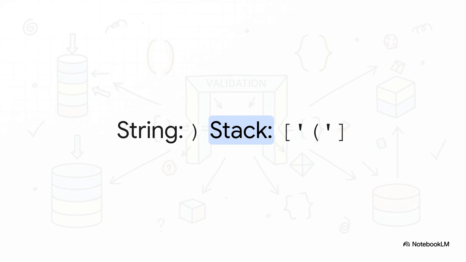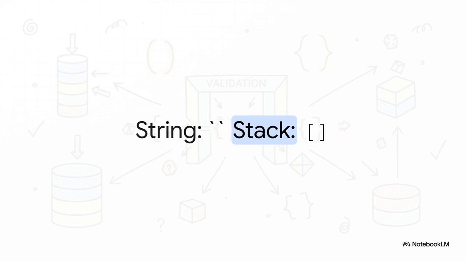Moving on, we find the closing square bracket, so we check the top of the stack again, and yep, there's its partner. It's another perfect match. We pop it off, and you can see our stack shrinks again. And finally, the last character, the closing parenthesis. The only thing left on the stack is its opening partner. We pop it off, and look at that. The stack is completely empty.